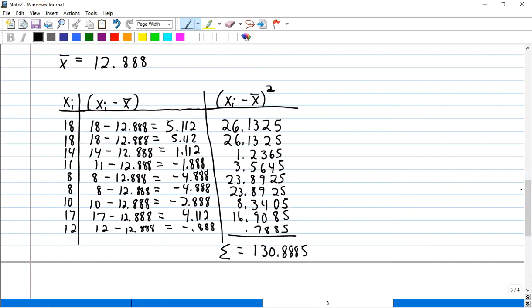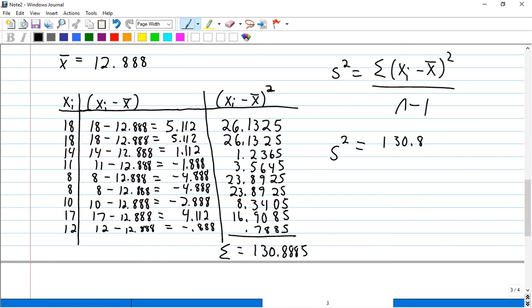So now we want to follow the formula. Remember, first we find the variance, and then once we find the variance, we'll take the square root of that. So the formula is the sum of all of those squared divided by n minus 1. So the variance is equal to 130.8885 divided by n minus 1. There were 9 data items, so it's going to be divided by 8.